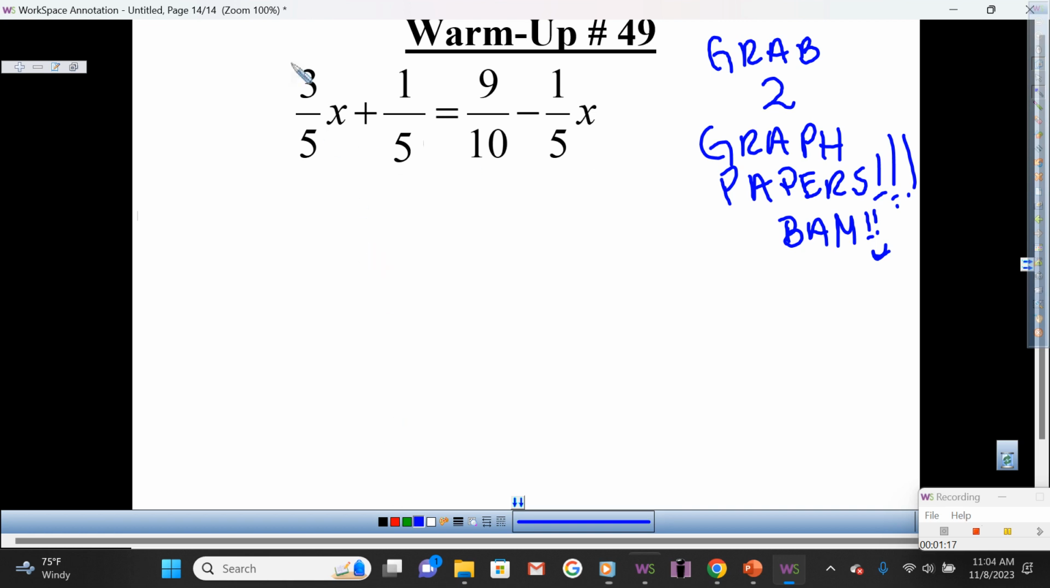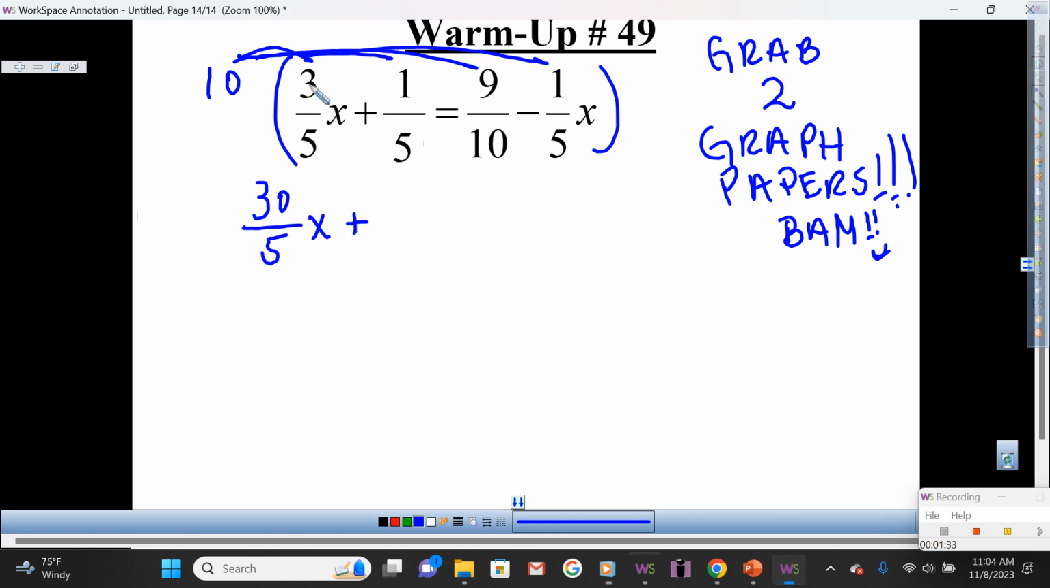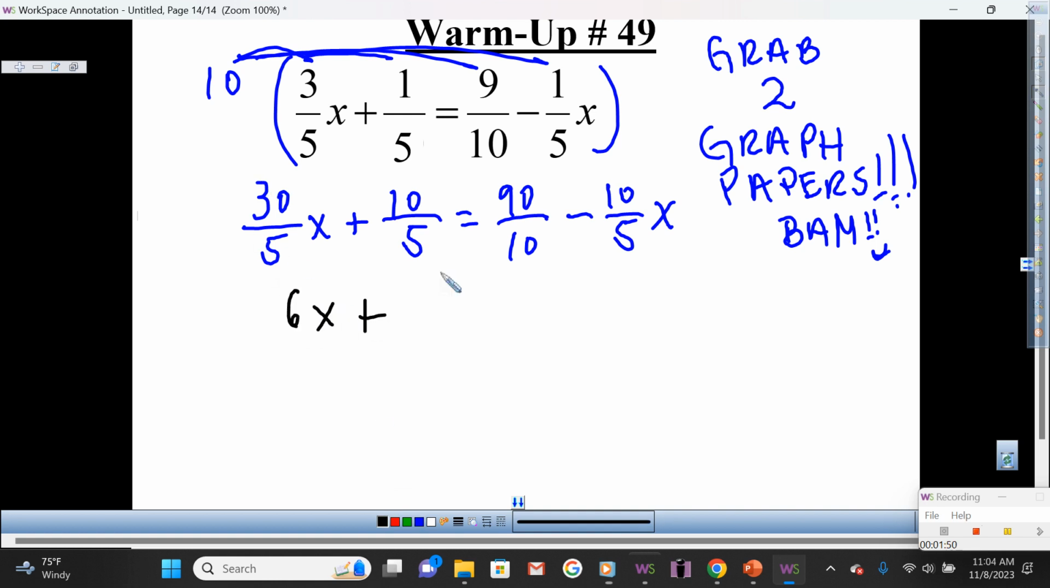What do we multiply the entire equation by, everyone? 10. So distribute. That is 30 over 5x plus, yeah, 30. Then 10 over 5. Then 90 over 10 minus. Then 10 over 5x. So far, so good, yes? This is 6x. This is 2. 9 minus 2x.